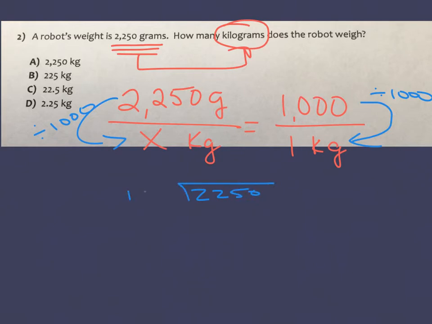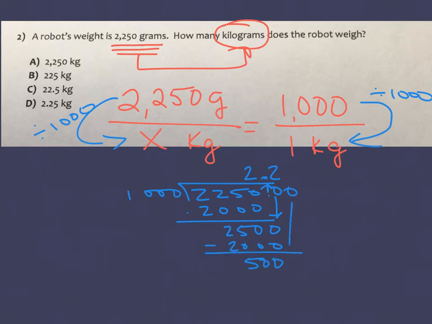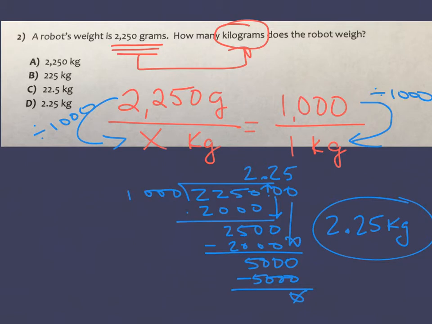2,250 divided by 1,000. Well, that would go in twice. That would be 2,000. That gives me 250, which is a remainder. I need a decimal and a 0 to bring down. 1,000 into 2,500 again would go twice. That's 2,000. Remainder 500. I need another 0. Bring it down. 5 times 1,000 is 5,000. No remainder. So 2.25 kilograms, which is answer choice D.